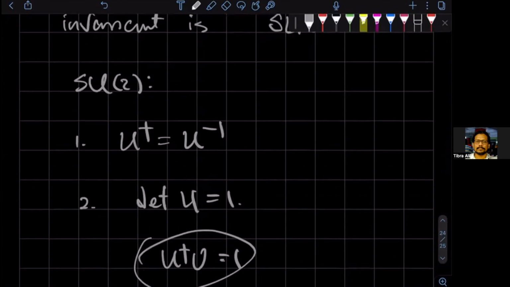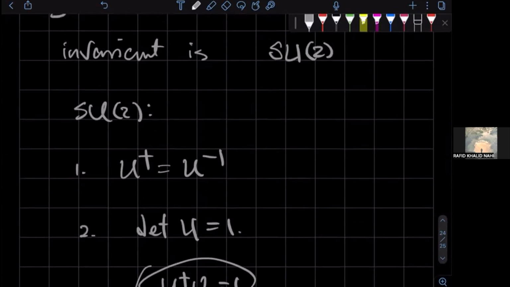Okay, sir. So SU2 basically comes from this physical consideration, right? Yeah. Otherwise, it would just be unitary.